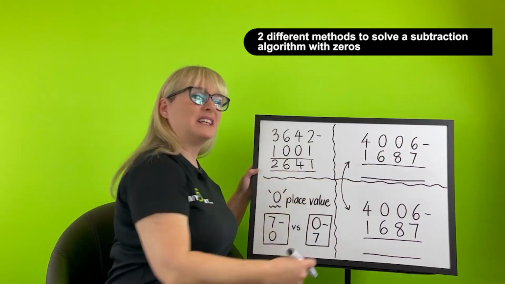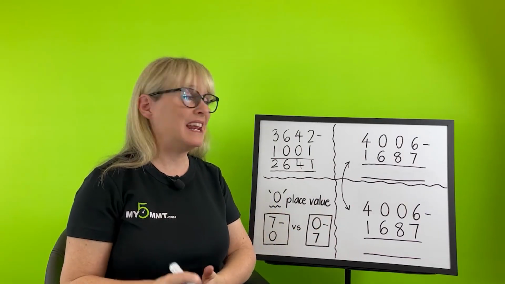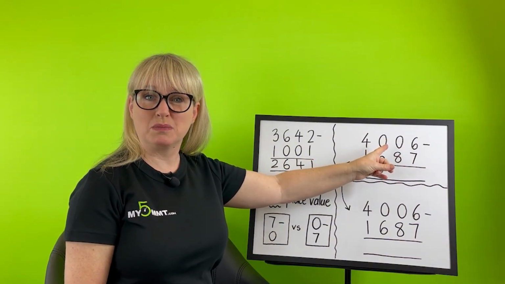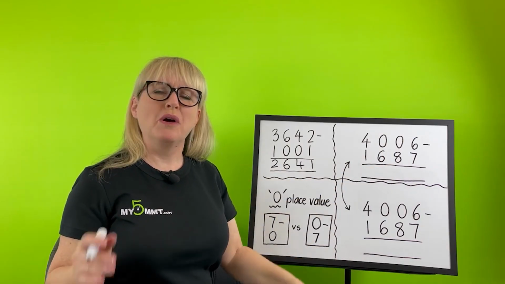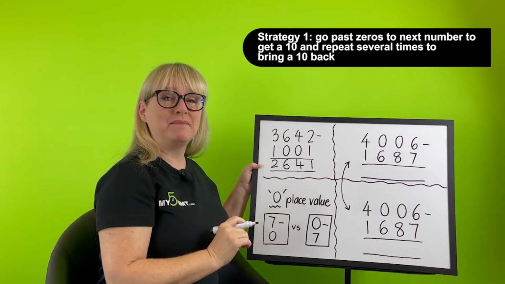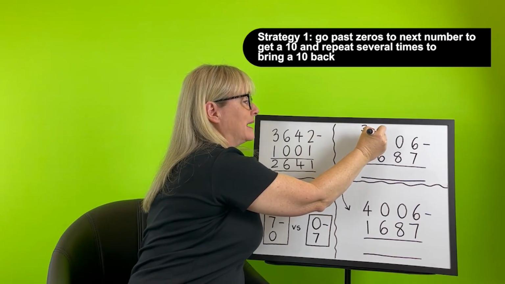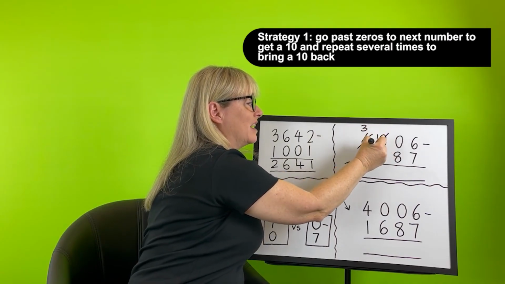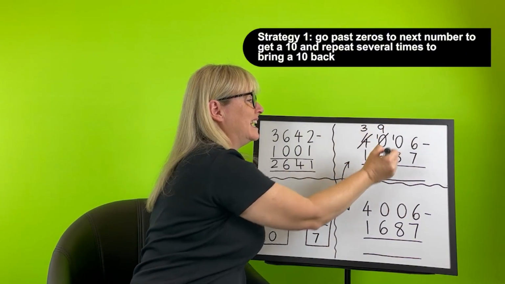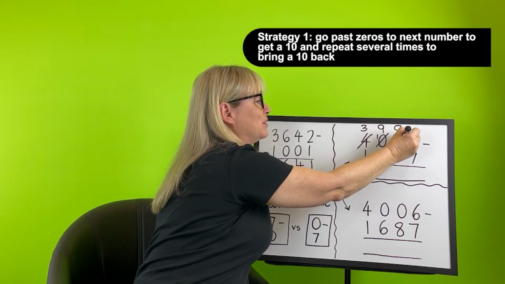We've got 6 take away 7. I don't have enough. I need to go to the next place value and grab a 10. But when I get there, I see that it's a 0. And next to it's a 0 as well, perhaps. What do I do? Well, I can think about it like this. I can go all the way to my next number, take one of those. So that won't be 4, that will be 3. And that makes 10. But then I take one of those 10 and make this 9 and put my 10 here. Then I take one of those 10 and make it 9 and put 10 here.